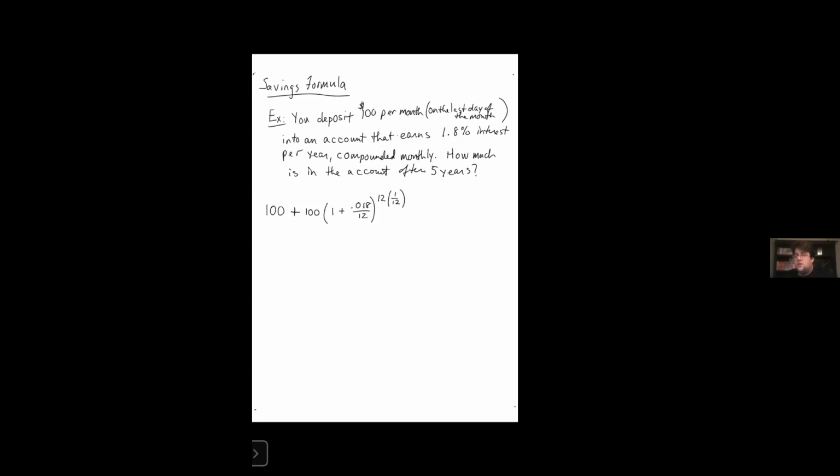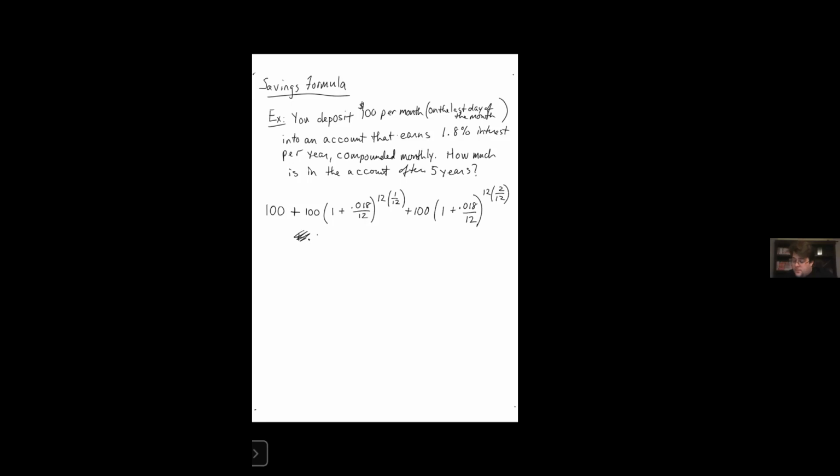What about the third to last deposit? Well, the last deposit is just worth 100. The second to last is worth 100 times 1 plus 0.018 over 12 to the 12 times 1/12. What about the third to last? Well, you're still starting with $100, but this one's going to earn interest across 2 compounding periods. So $100 times 1 plus 0.018 divided by 12 raised to the 12 times 2 months, which in years is 2/12. And this is going to keep going on.